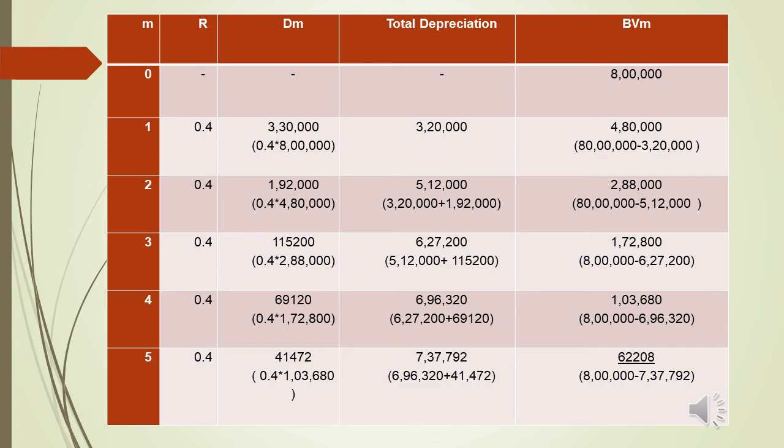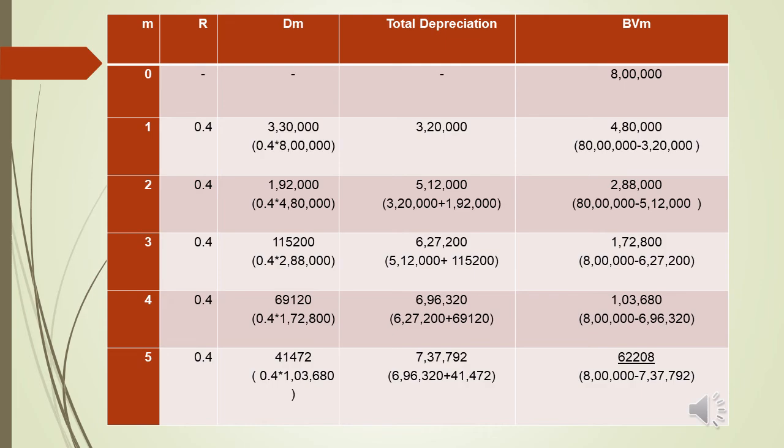And BVM is similar, like you are going to subtract from 8 lakhs the total depreciation. That is 5,12,000. Write it there. That will be 2,88,000. Now coming to the DM of third year, that is BVM into 0.4. So 0.4 into BVM of second year, 2,88,000, will be 1,15,200. Next I am going to find the total depreciation.